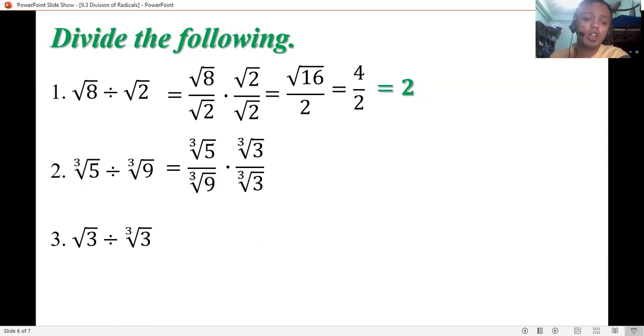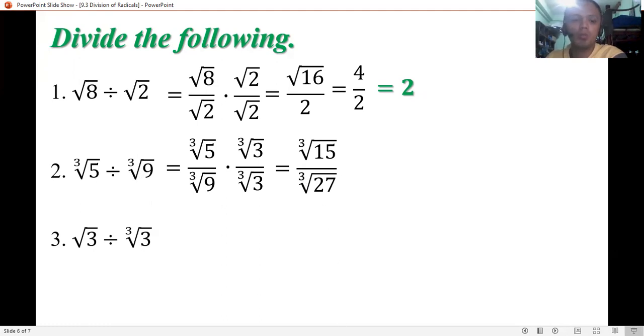If I use cube root of 9 to multiply the cube root of 9, that would be equal to cube root of 81. But 81 is not a perfect cube. It is a perfect square. So hindi natin matatanggal si radical sign. But if we multiply 9 by 3, which is equal to 27, and 27 is a perfect cube, okay? Therefore, we can remove the radical sign here. So magiging, 5 times 3 is 15, cube root of 15 over by 9 times 3 is 27. 27 is a perfect cube.